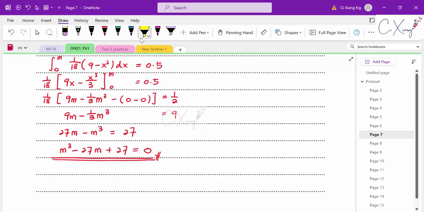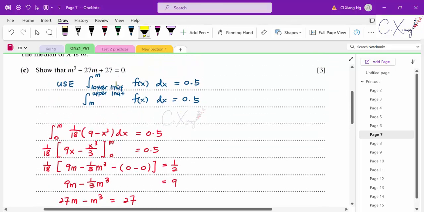Okay? Yeah, so this is how we get the equation. All right, by using the concept that if I integrate from the lower limit until the median, it covers actually 50% of the data. All right, so this is how we solve question number 4.